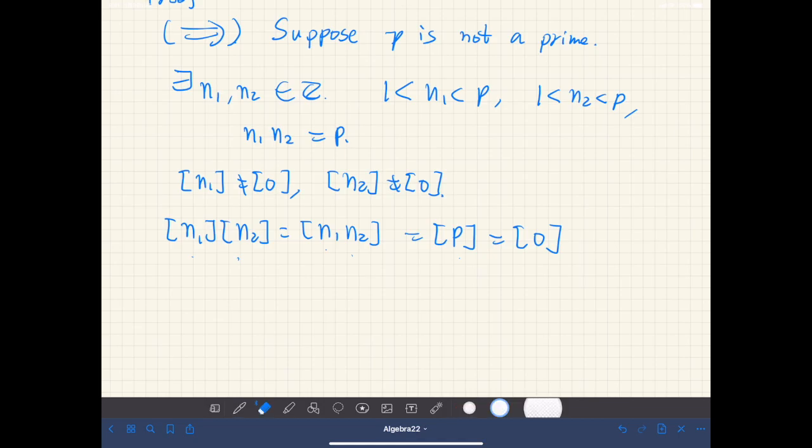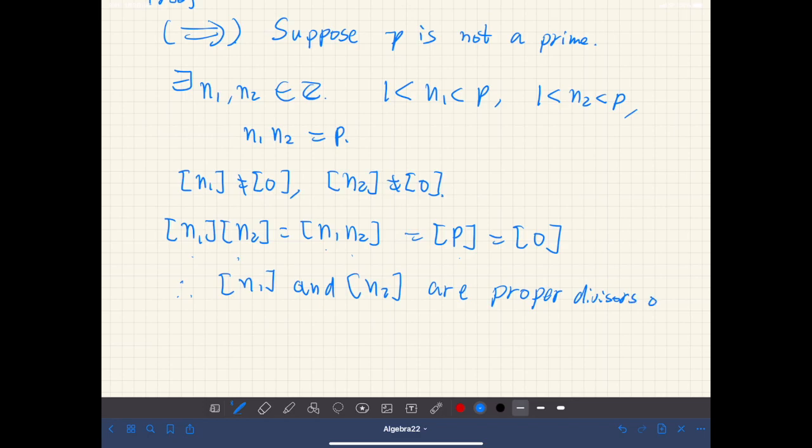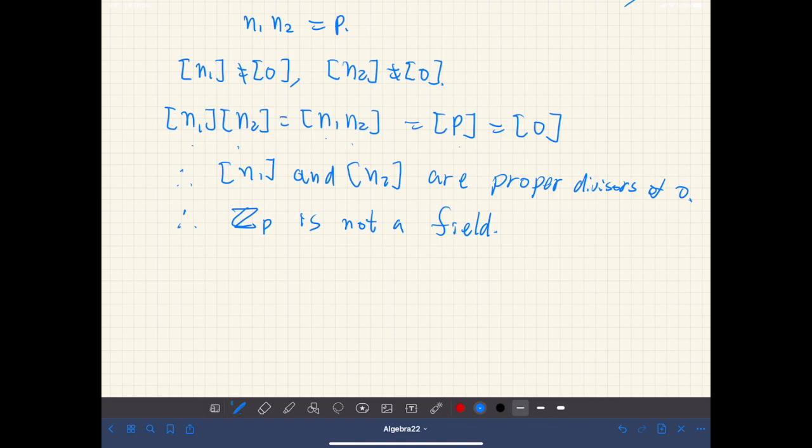Okay, so therefore n1 and n2, these congruence classes are proper divisors of 0. Therefore, Z_P is not a field. So it's not an integral domain, so it can't be a field.